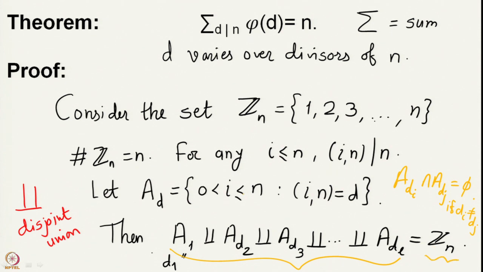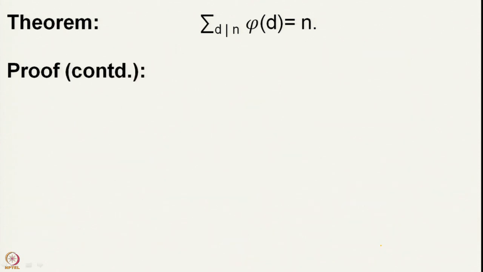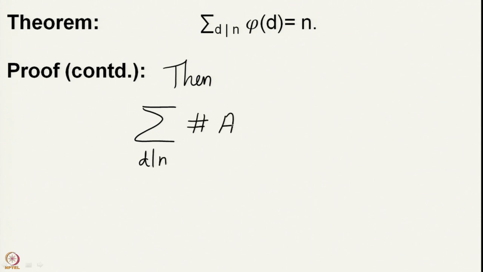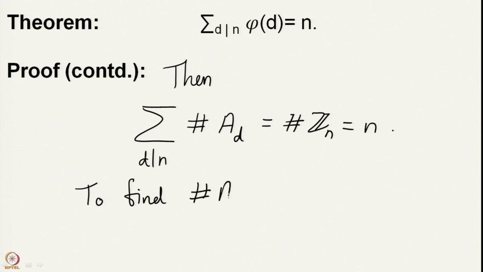That is because every element in Zn should have a GCD which divides n. So, on the left hand side we have the di, all possible divisors of n, and the disjoint union of all these A_di gives us Zn. So, when you compute the cardinalities, because the union is disjoint, what we get is that the summation over d dividing n of the cardinality of A_d is the cardinality of our set Zn, which is n. So, we now need to find the cardinality of A_d for each divisor of n.